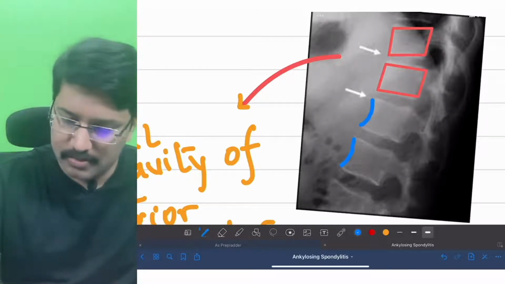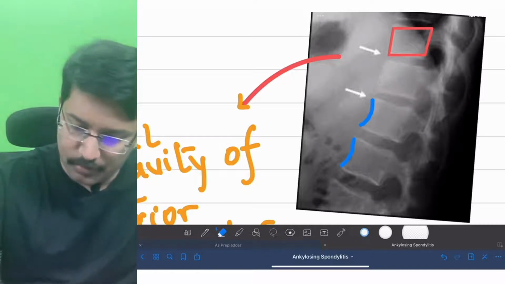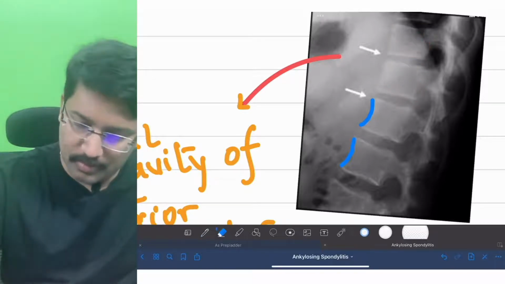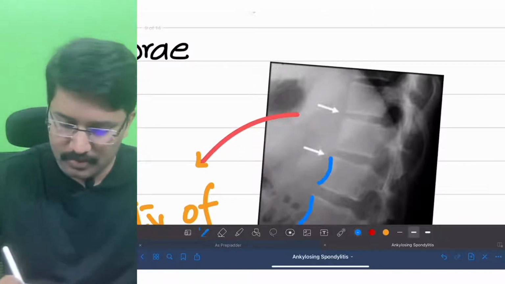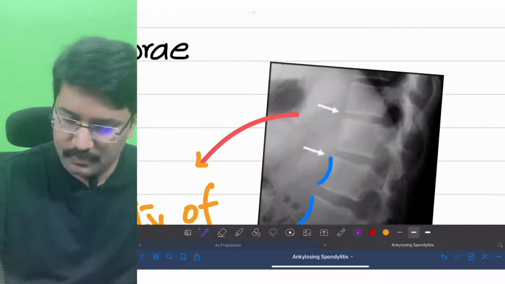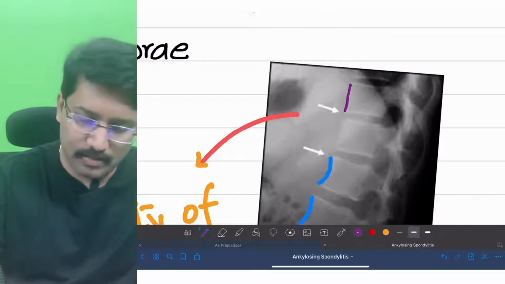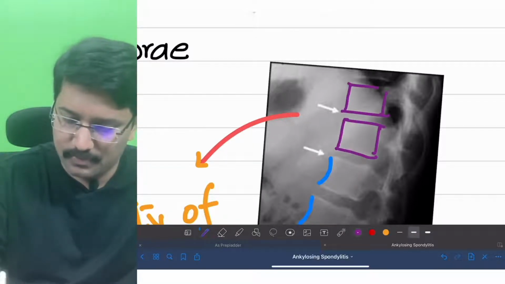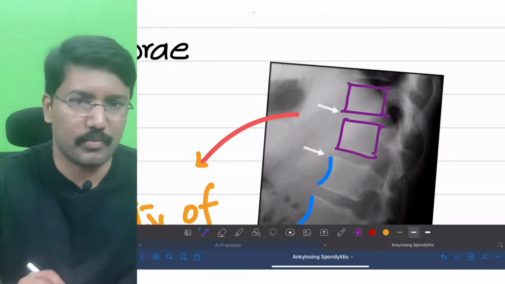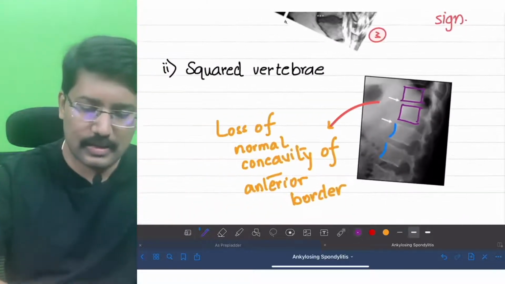Let me erase this thing that I had made for you to identify, and now it becomes very clear. In squared vertebrae, the bodies literally assume a square position. The anterior border is very straight, and now you can make square boxes there. That is what we call squared vertebrae. That is another finding.